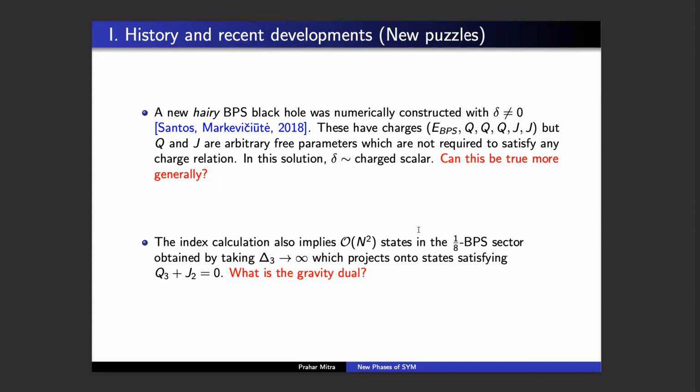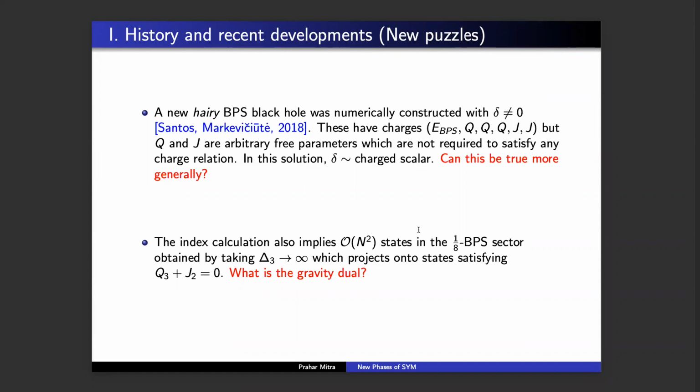So just to answer your question, which I know you asked me earlier this week, there are 3 qualitatively distinct types of 1/8 BPS sectors. There's a sector in which Q1 plus Q2 is 0. There's a sector in which J1 plus J2 is 0. And there's a sector in which Q3 plus J2 is 0. The first 2 sectors have been completely understood. You can just write down all the states exactly, and they're never order n². This is the only sector which has not been fully understood because it has a much richer structure. And so there are hints that this has order n² states.